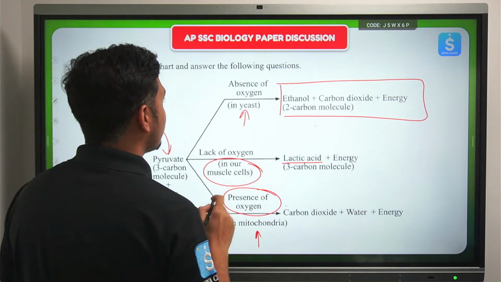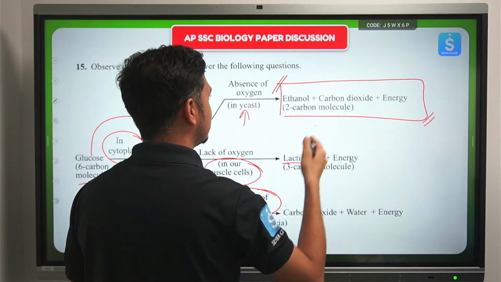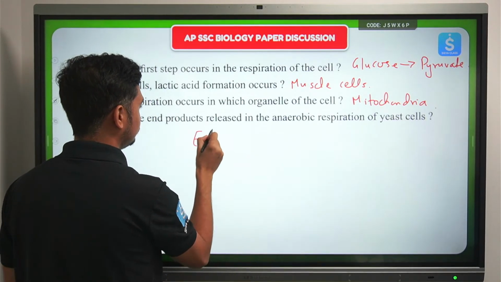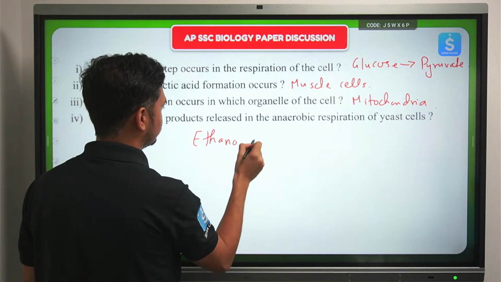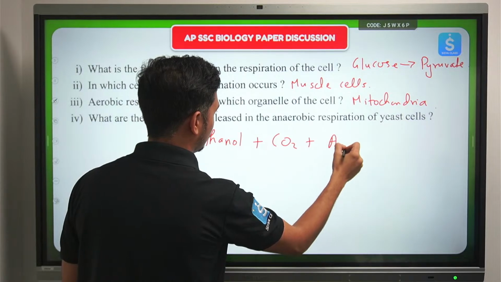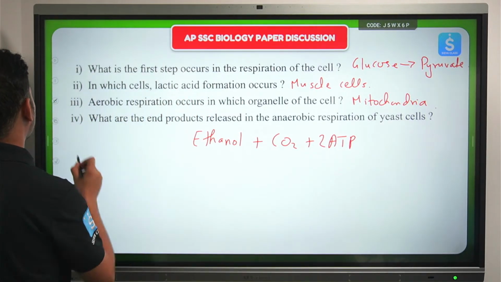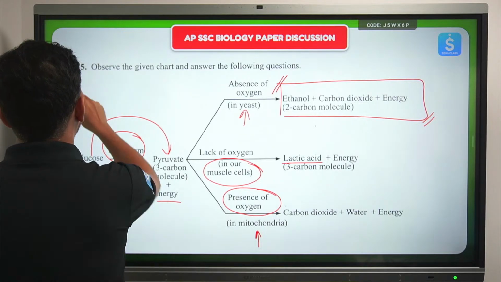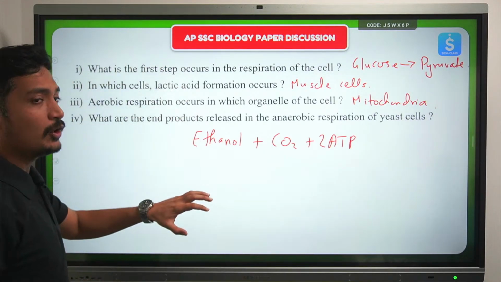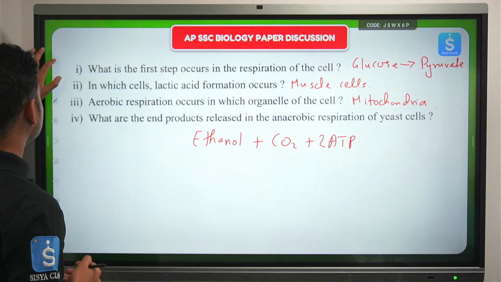Now I was in this question, so this part is the answer: ethanol plus carbon dioxide plus energy. So we'll say ethanol plus carbon dioxide plus, actually, we'll have 2 molecules of ATP over here. Let's see if we are missing any question. All questions are done. If you have written all of these questions, you will get a total of 4 marks. Moving on to the next question.